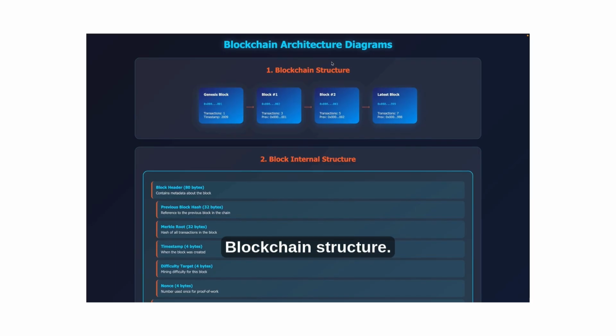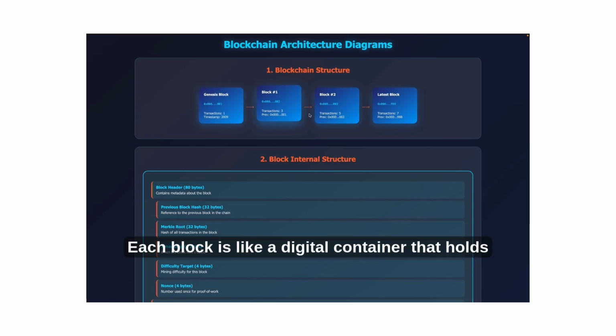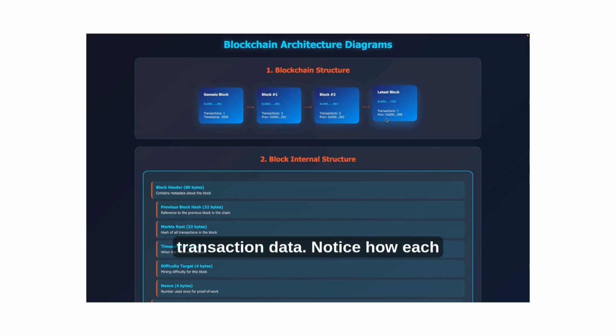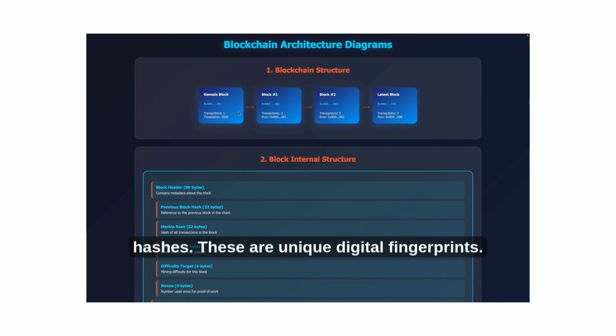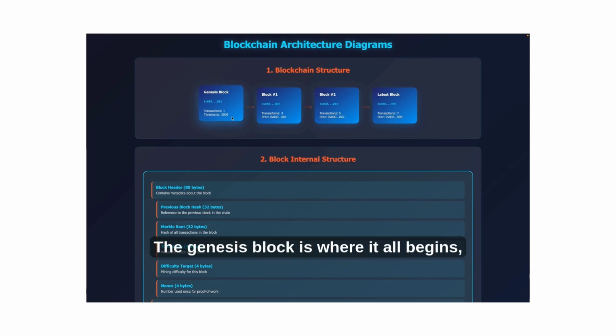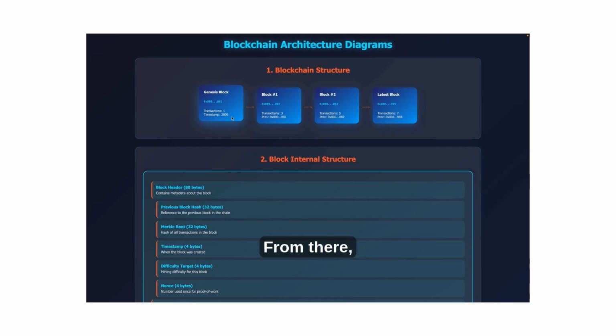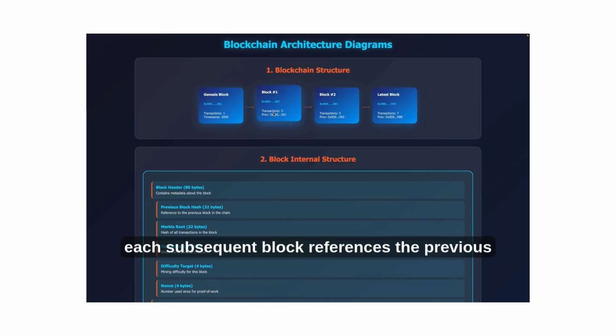Blockchain structure. Here we see the fundamental structure of a blockchain. Each block is like a digital container that holds transaction data. Notice how each block connects to the next through cryptographic hashes. These are unique digital fingerprints. The Genesis block is where it all begins, the very first block in any blockchain. From there, each subsequent block references the previous one, creating an unbreakable chain.